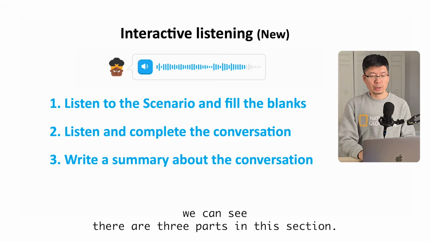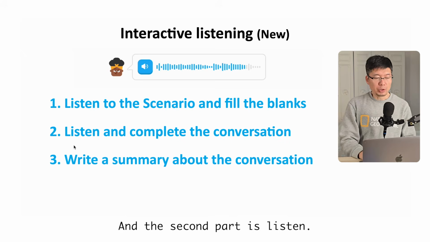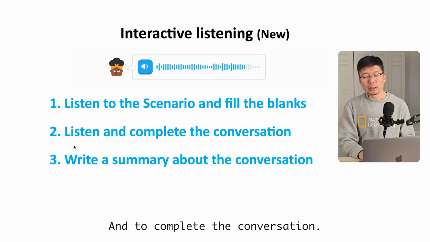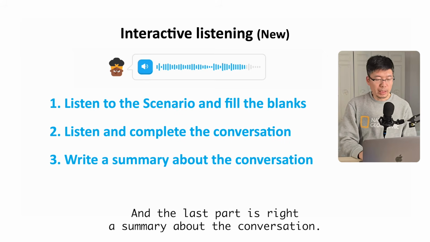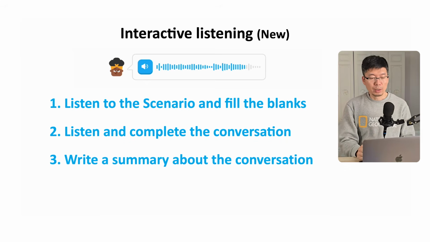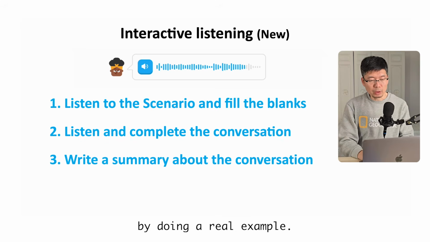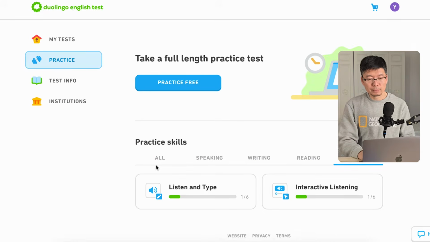We can see there are three parts in this section. The first part is to listen to the scenario and fill the blanks. The second part is listen and complete the conversation. And the last part is write a summary about the conversation. Okay, now let me explain how we can get a high score by doing a real example.